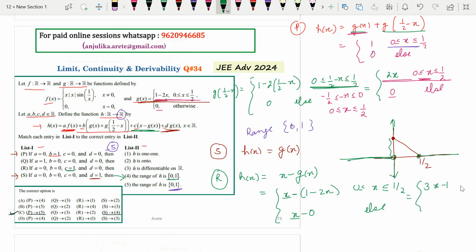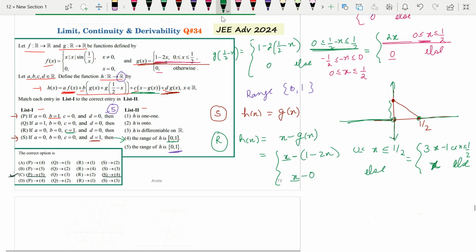3x minus 1, when your x lies between 0 and half, and x elsewhere. Now again, it's a very nice simple function. If you want, you can draw it quickly. How does it look?